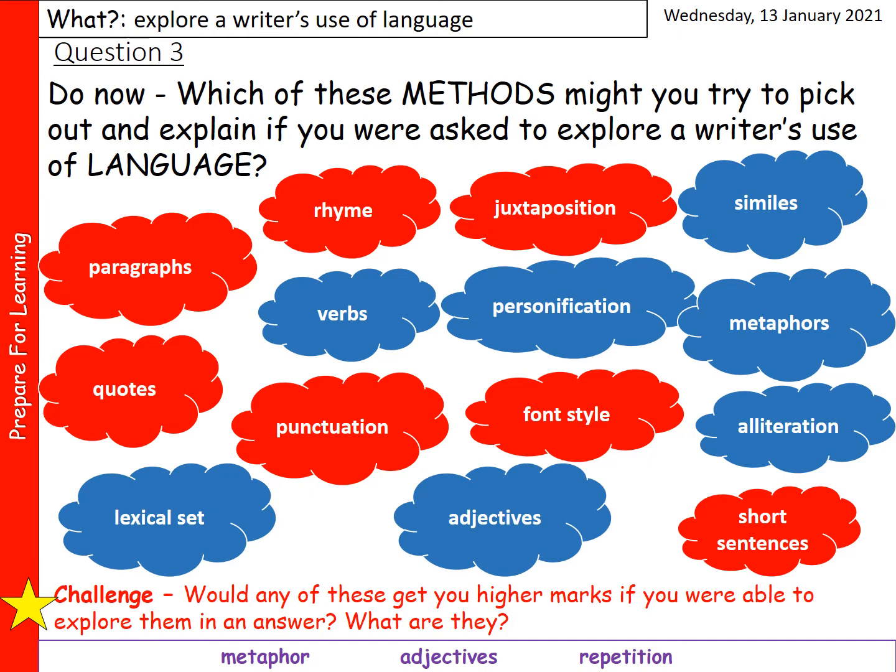Like I said, you could also talk about short sentences and juxtaposition, whereas rhyme is a structural device, punctuation and paragraphs are structure, font style is just style, and quotes, you wouldn't talk about quotes from a piece of text as a method from a writer because that's what you're picking out. You'd only talk about quotes if perhaps it was an interview or something, like a quotation from someone in a newspaper article, for example.